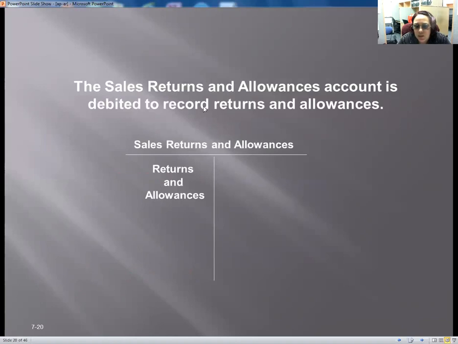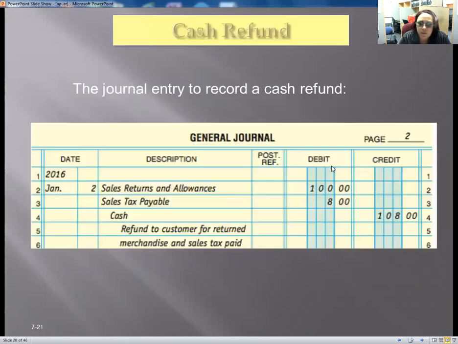The sales returns and allowances account is debited to record returns and allowances. This is just to show that you sold something and something came back, and you have that account now. So this is a new account you guys aren't used to seeing. So you debit returns and allowances. You debit the sales tax payable, because you're not going to be paying tax on that, because you have that product back and you gave that money back to that customer. So you don't want to pay taxes on that. So you want to take that out of the tax account as well.